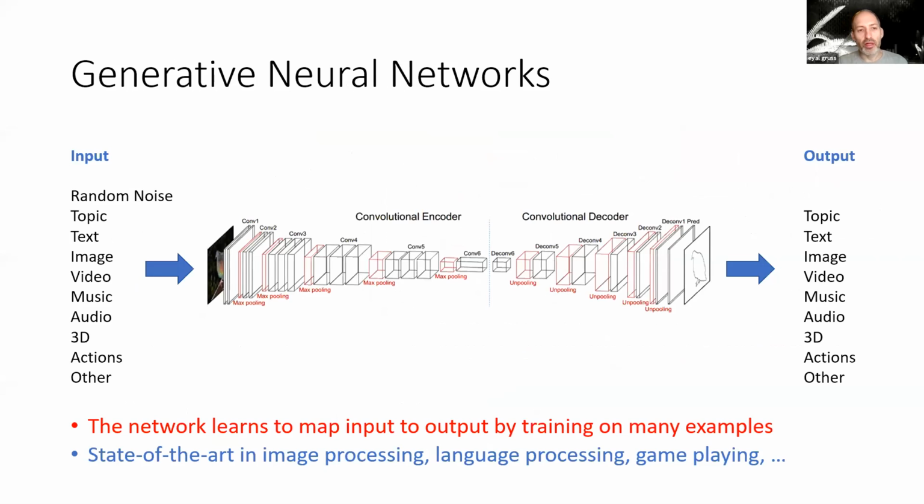I will mainly talk about this kind of machine that you see in the slide, a generative neural network. In general, it's composed of two parts, an encoder and a decoder. It has an input, which can be one of these various mediums, and it has a different output of one of these other mediums.